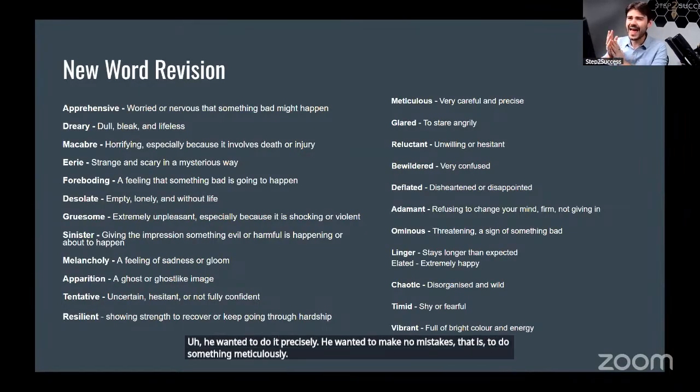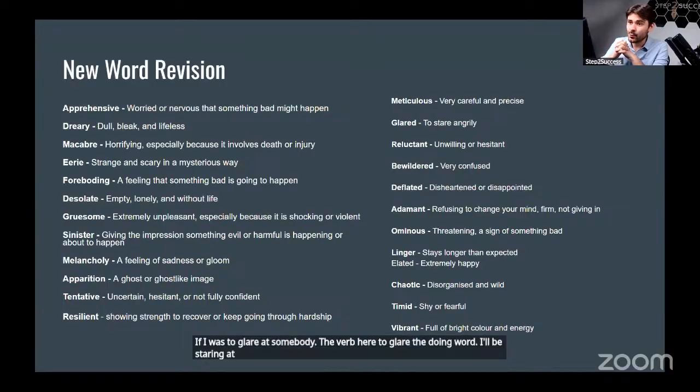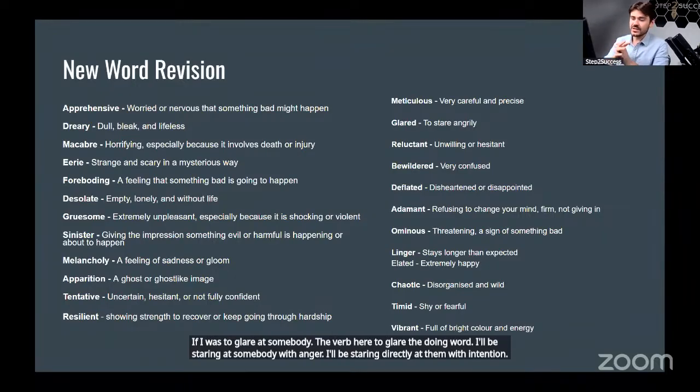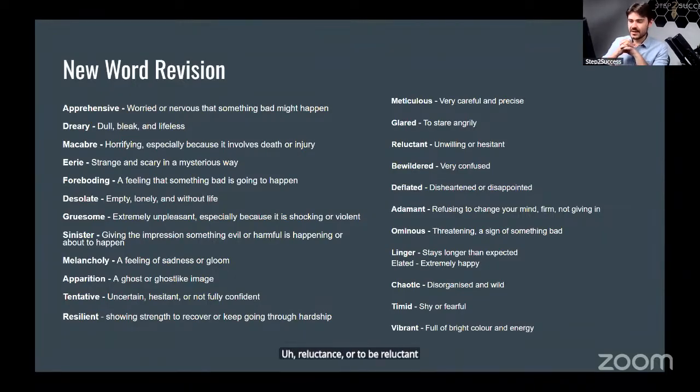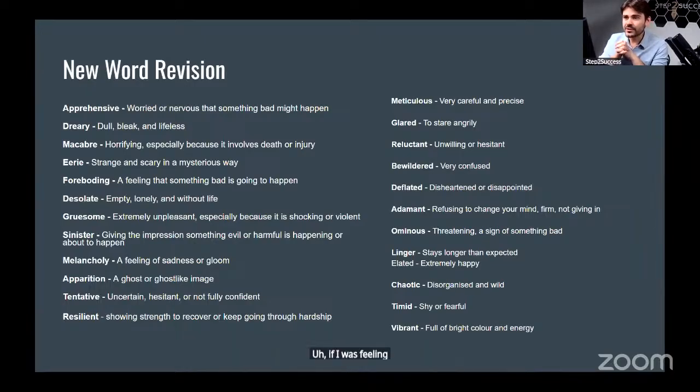If I was to glare at somebody, the verb here, to glare, the doing word, I would be staring at somebody with anger. I'd be staring directly at them with intention. Reluctance, or to be reluctant, is very similar to apprehensive and tentative. It's to do something unwillingly. So it's when you don't want to do something, you might approach it with reluctance. If I was feeling bewildered, I would be feeling very confused.